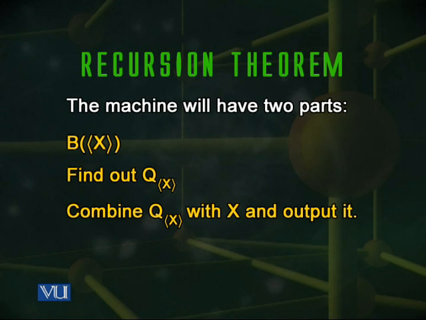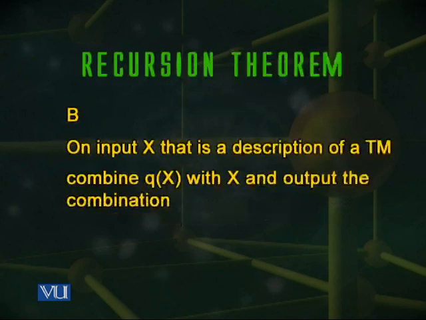So formally, let's look at how B looks like. So B is equal to, on input, which is a description of a Turing machine X, combine Q of X with X and print the combination. So this Turing machine B is very simple, and what it does is it looks at its input tape and sees what is on there and acts accordingly. Now, the Turing machine A is very simple to make. Let us define A to be Q of the description of B.